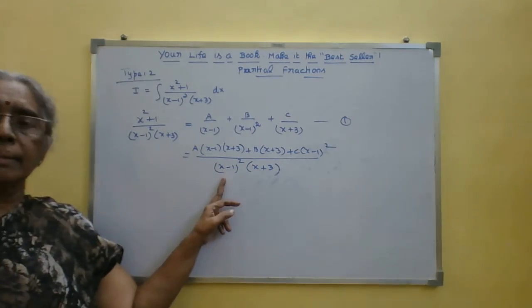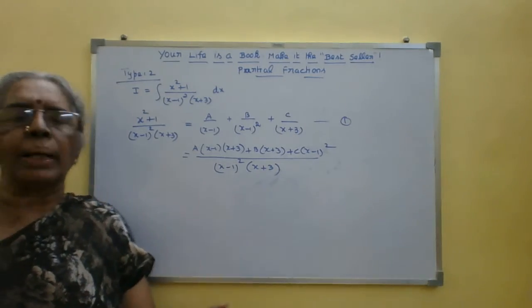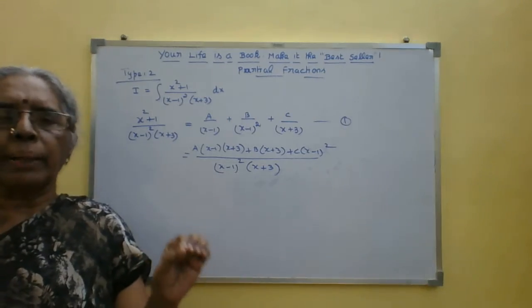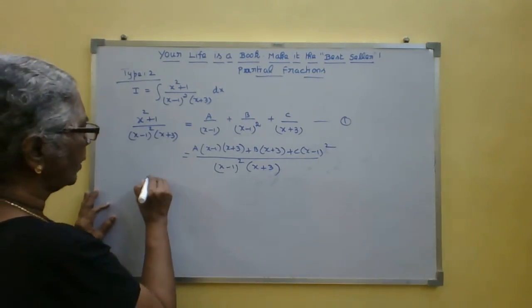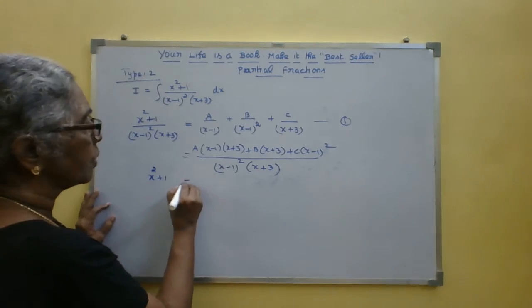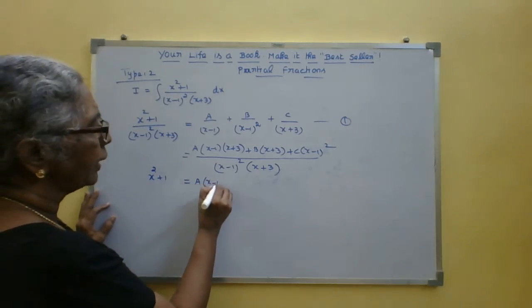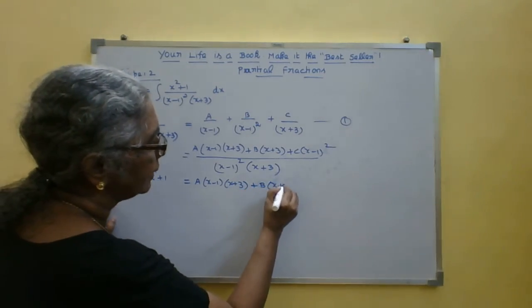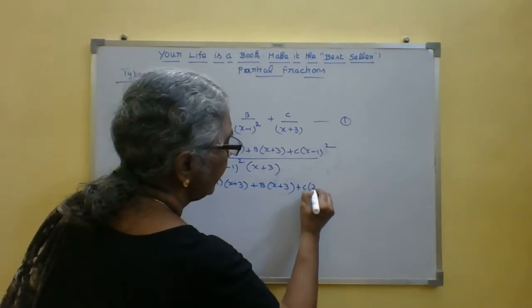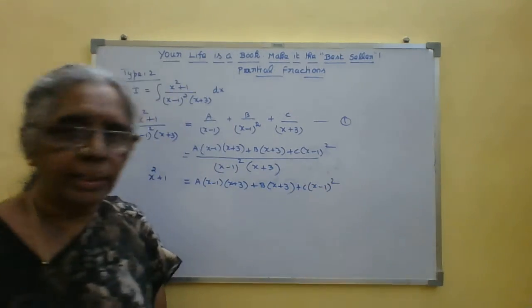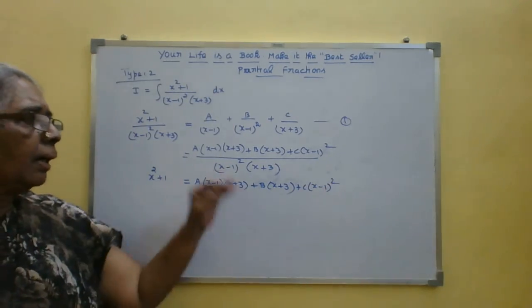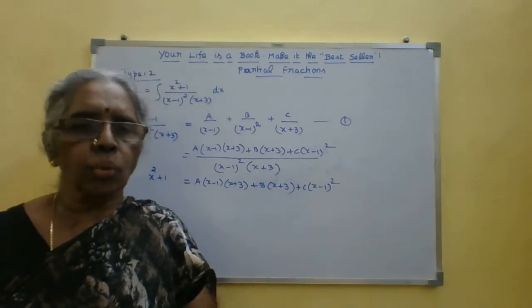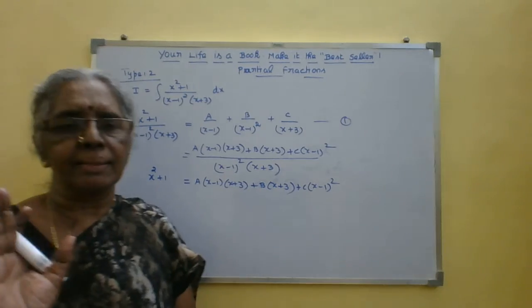Now when you look at the LHS and RHS, the denominators are equal. Always in these sums, the denominators will be equal and you will be equating the numerators. So now you equate the numerator, you are getting x squared plus 1 is equal to a into x minus 1 into x plus 3 plus b into x plus 3 plus c into x minus 1 the whole square. Now, actually, I can substitute x is equal to 1. I can substitute x is equal to minus 3. So, I will be able to evaluate two things. Then, let us see what we will do.